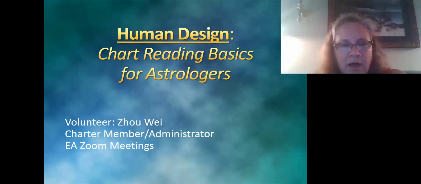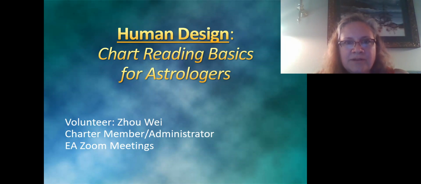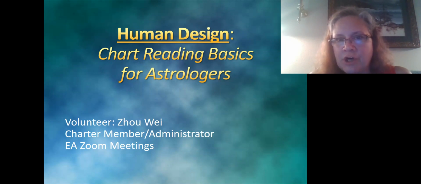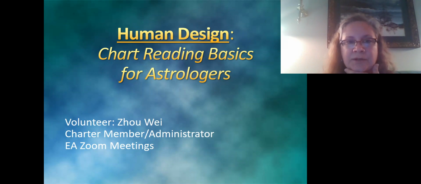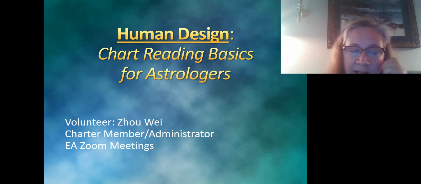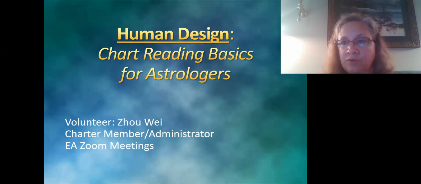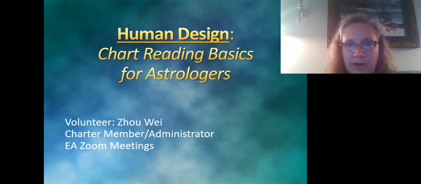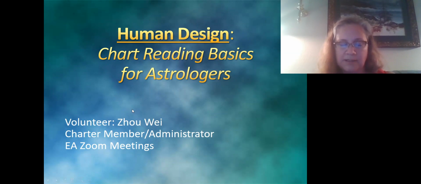Okay, so I am going to work with Wei, and we're going to present human design as it would pertain to how we as astrologers normally read a chart, and then learning how that will translate from human design so that we'll be able to use it for ourselves and everybody else if we want to. So chart reading basics for astrologers. We're going to focus on Wei's chart and get started on that.